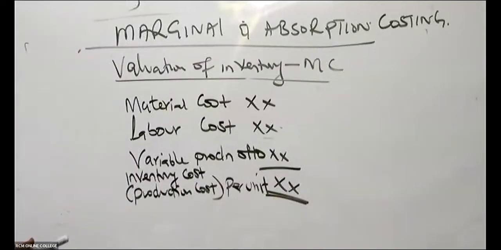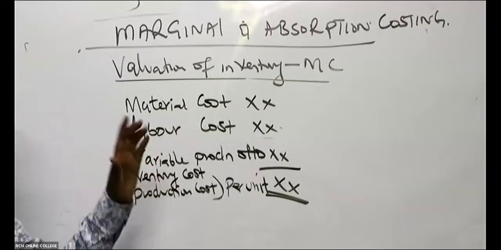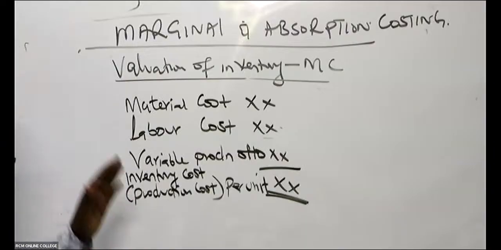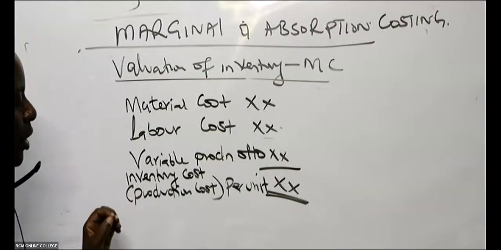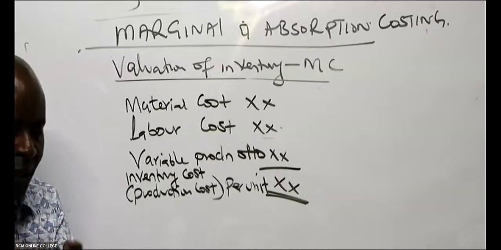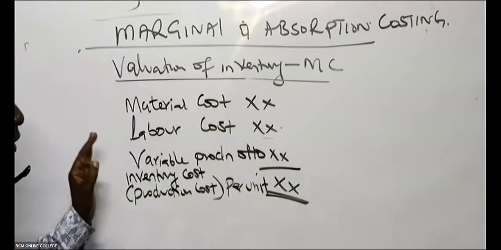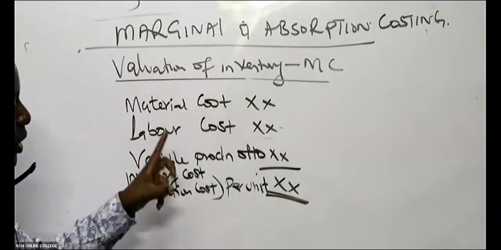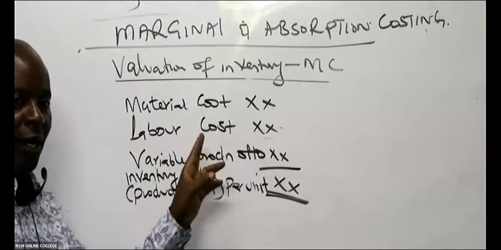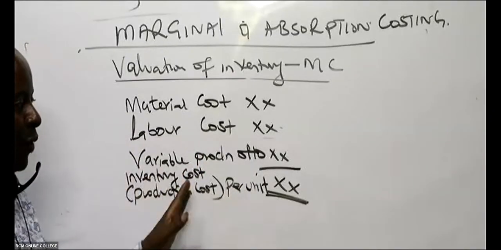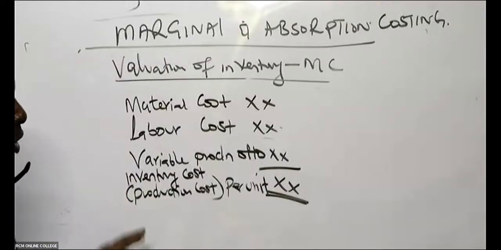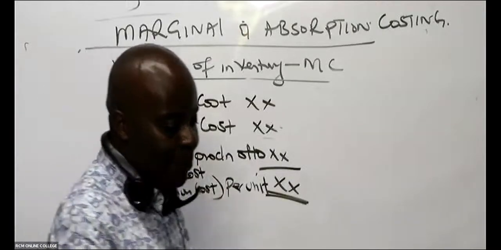So anytime you want to value inventories, if it's marginal costing, we cannot bring in fixed cost. In terms of inventory valuation, or valuation of the units you have produced, we shall only be considering three costs. We have material cost, which is variable, labor cost, and variable production overhead. Those three will automatically give us what we call inventory cost, or production cost, per unit.